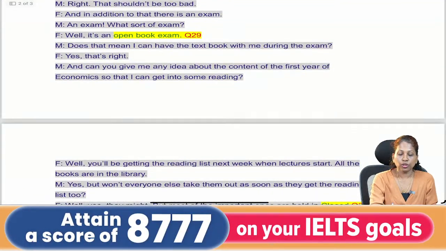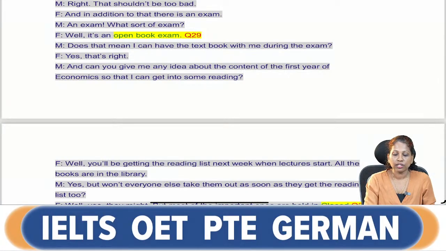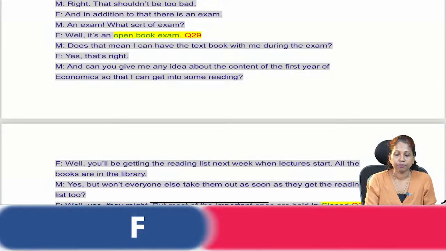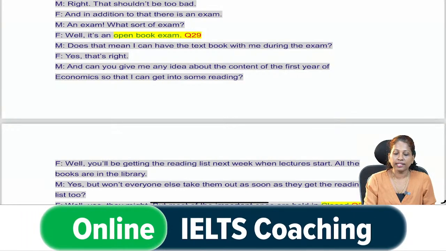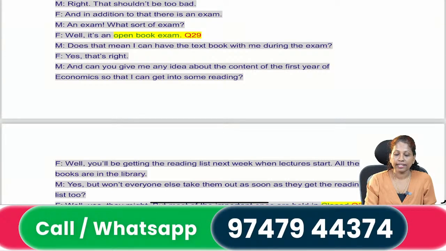We have read till open book exam. Then after that the male is asking, does that mean I can have the textbook with me during the exam? Yes, that's right. That is connected to again the open book exam. Okay. Then he asked, and can you give me any idea about the content of the first year of economics so that I can get into some reading?